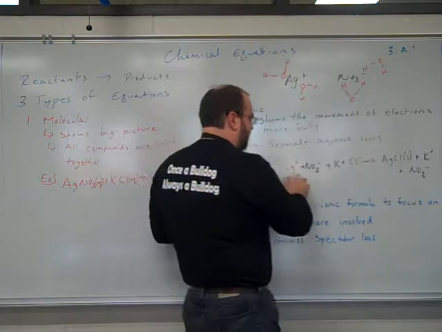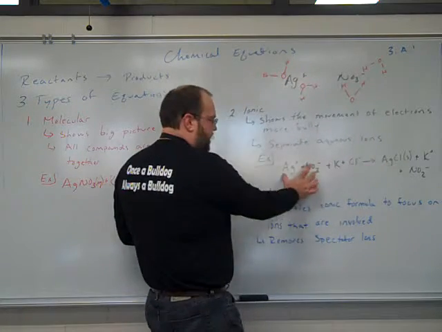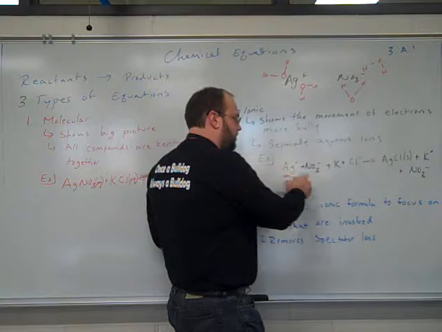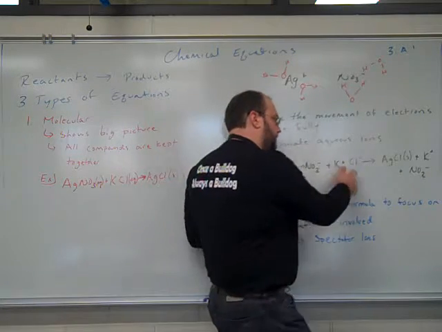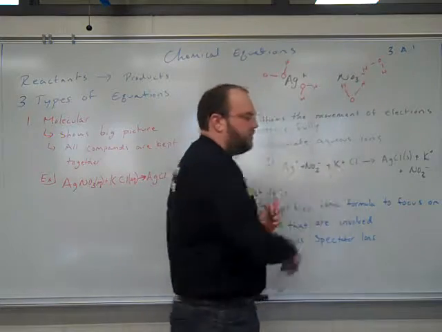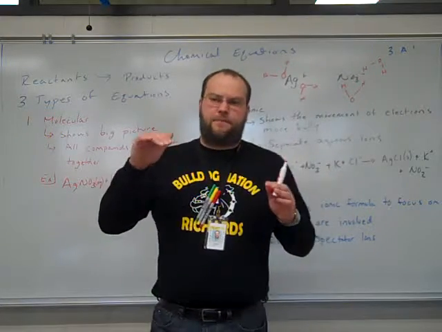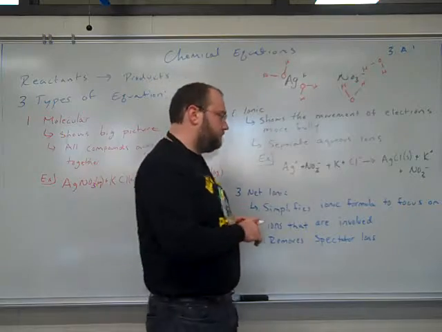And we can see that here. So Ag and NO3 are not together, so it's Ag plus NO3. Same time K and Cl are aqueous, so they're not together, so it's K plus Cl. So all of these things are independently floating around in solution.